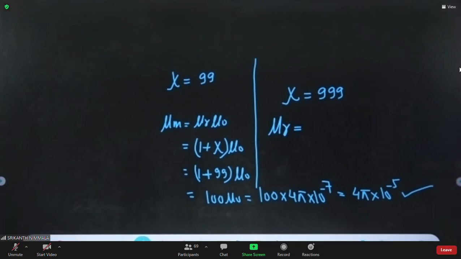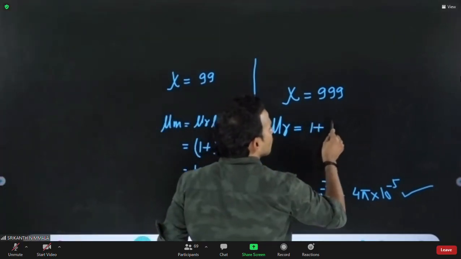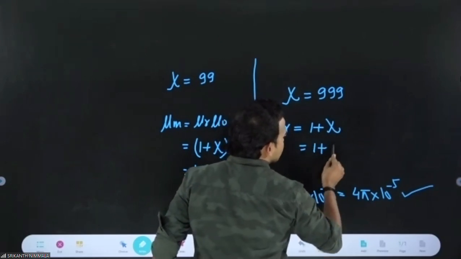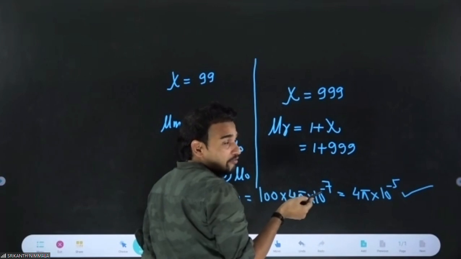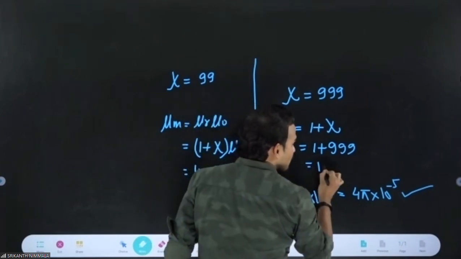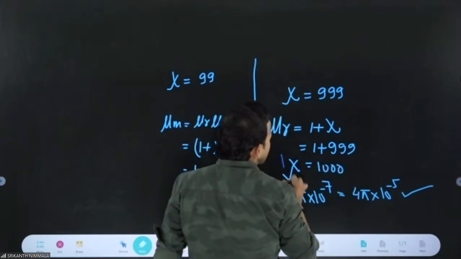Charisma, I think everyone will get it. Such very simple questions. Sir, you want mu r, right? Xi is given, mu r is 1 plus xi. So 1 plus 999. How to add? This will give us 1000. So this is how very simple questions are asked.